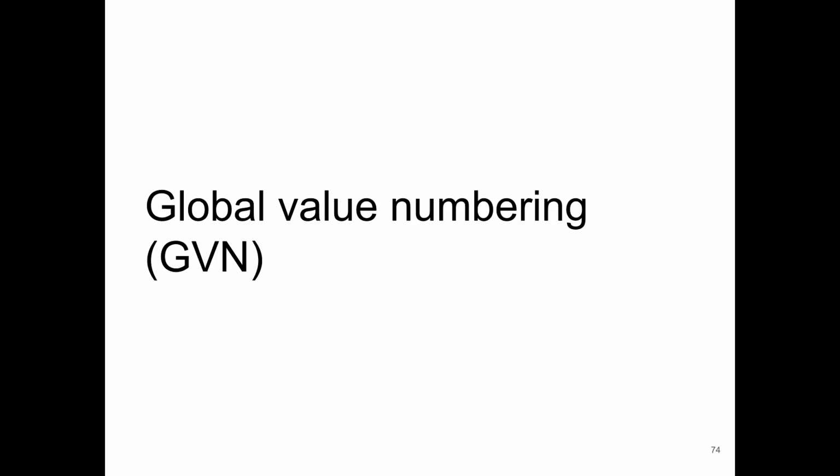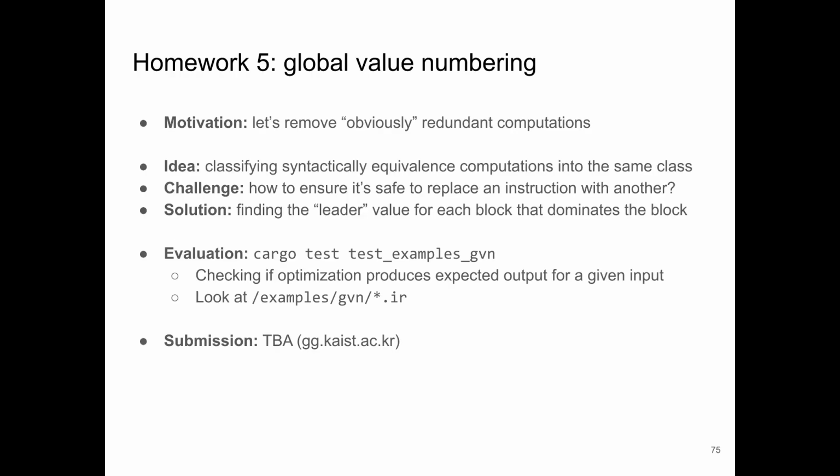So in this lecture, we are going to study the global value numbering optimization, or GVN. It is one of the most important optimizations in C compilation, and let's study what's going on there. It is about homework 5, and you're going to implement GVN on the KCC compiler.